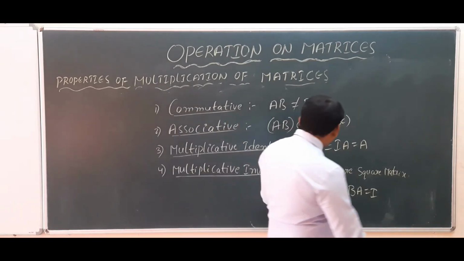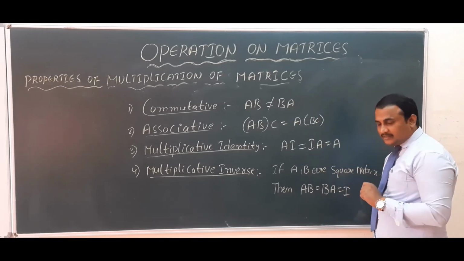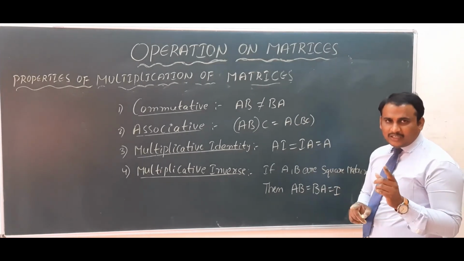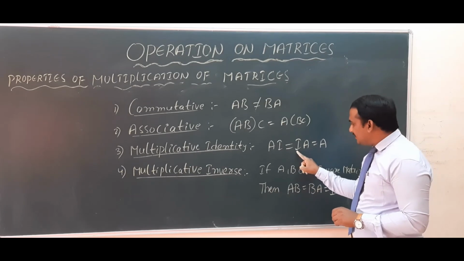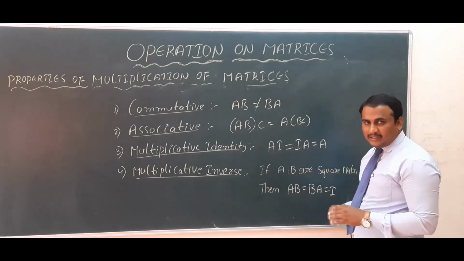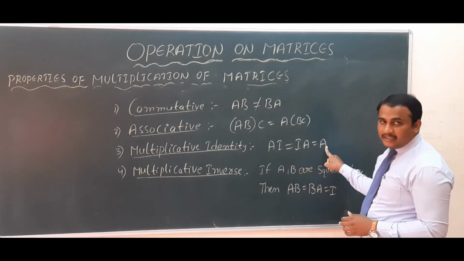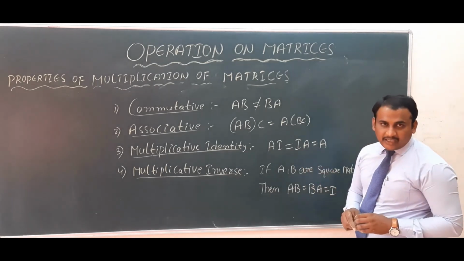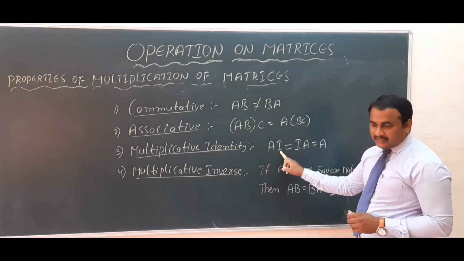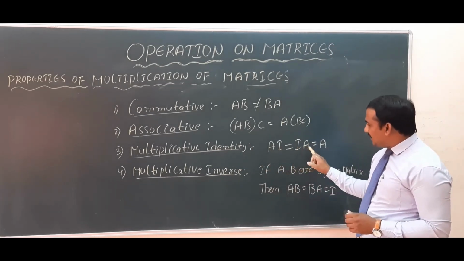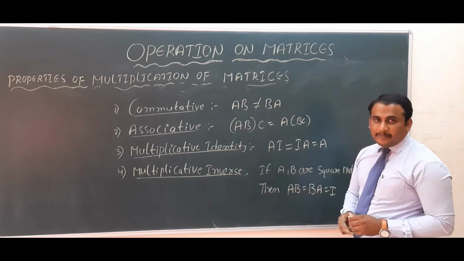Next one, multiplicative identity. Multiplicative identity means here A matrix you have to multiply into any other matrix. Capital I is here the identity matrix. That is like a number, the numerical number 1. Now A into I matrix multiply, or I into A, identity matrix into A matrix. A you can take any matrix, order m by n. Multiply with the identity matrix, you will get here capital A. Here I is called multiplicative identity. Once again, A matrix multiplied into identity matrix, or identity matrix multiplied into A matrix, will give only the A matrix as output. That's why I is called multiplicative identity.